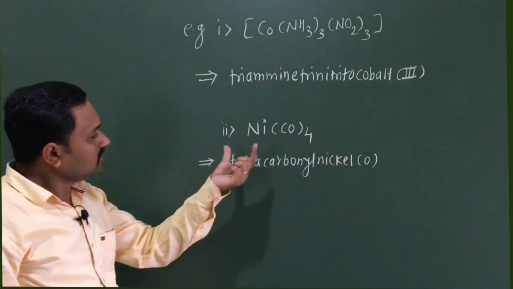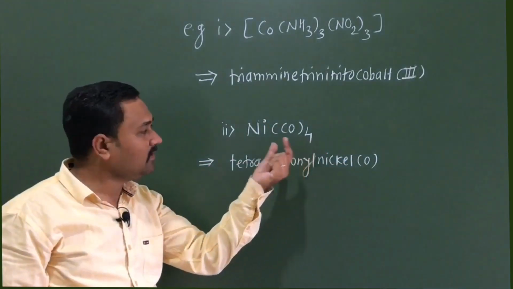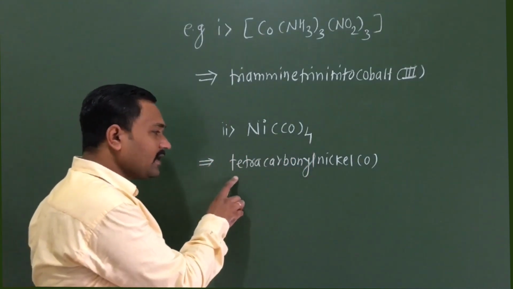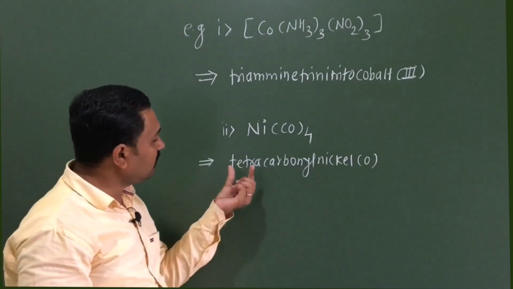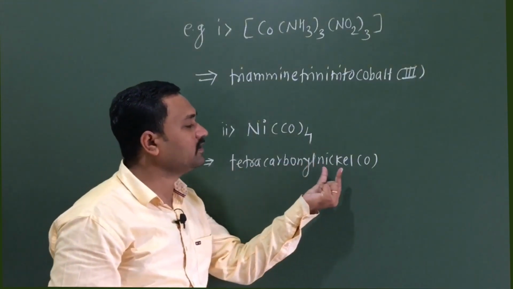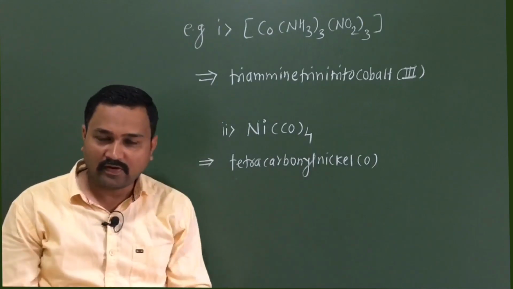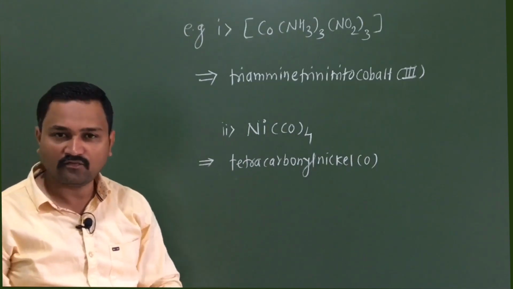That's it. Now [Ni(CO)4], the second example. So here this is actually a molecular complex. So here again I have written this name in one word, that is tetracarbonylnickel, and its oxidation state 0. So that is our point number second in rule number first.